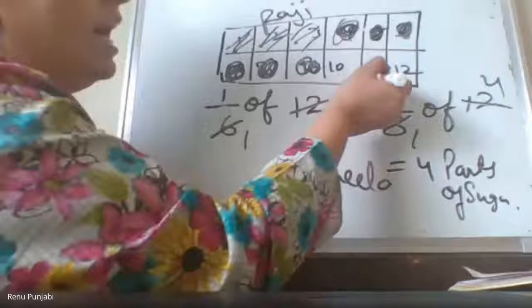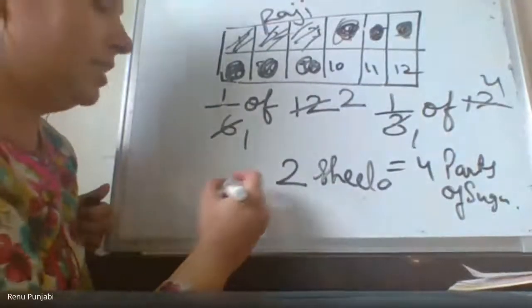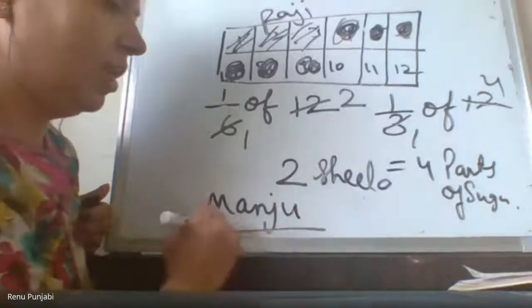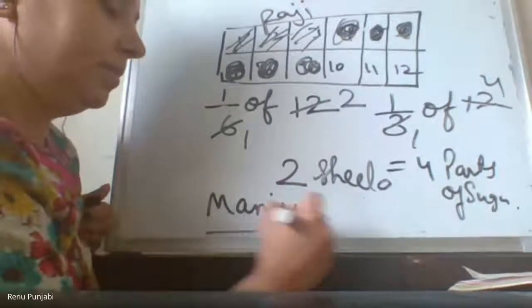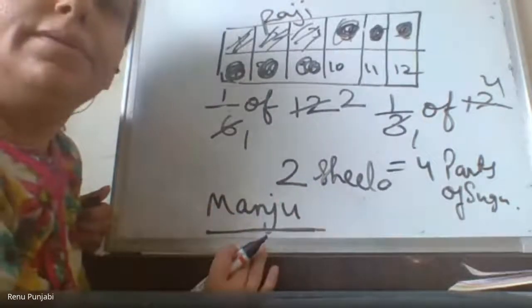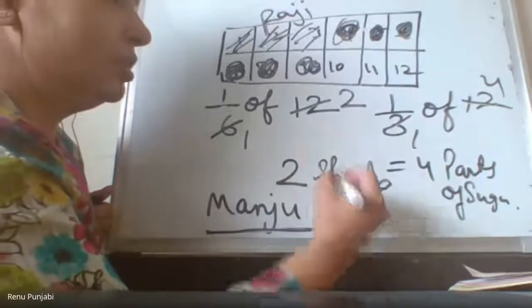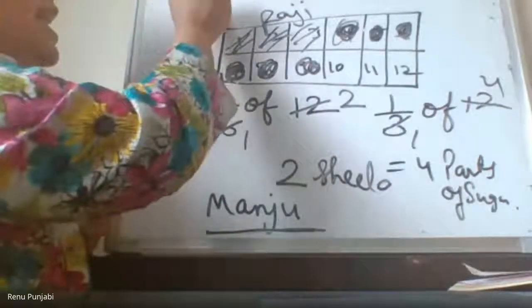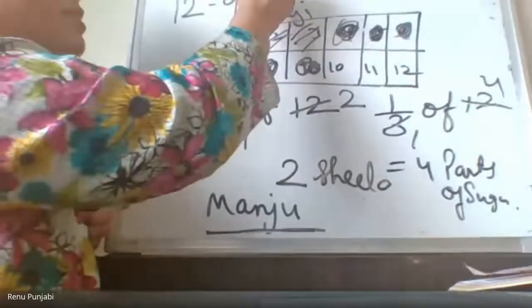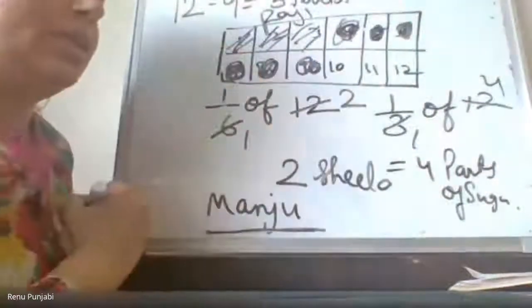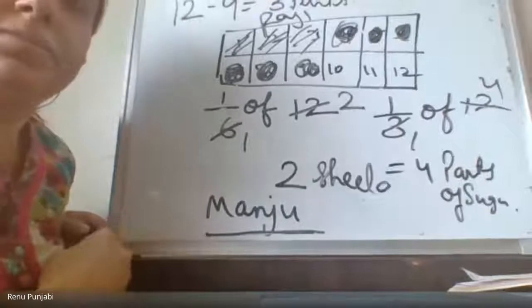Now these are the remaining parts. This is for Manju. Do this question in your textbook today itself. After the class also you can complete it. Yes. So total were 12 parts, 9 parts she distributed and 3 parts are for Manju. Clear, children?